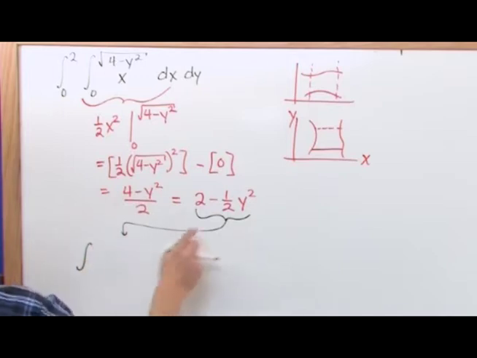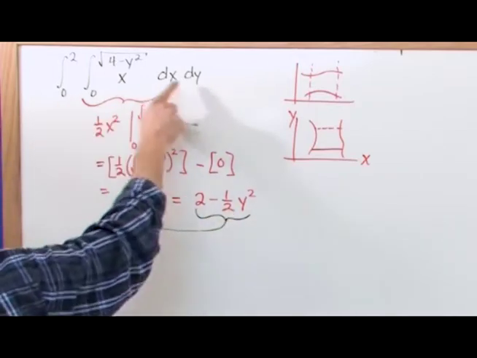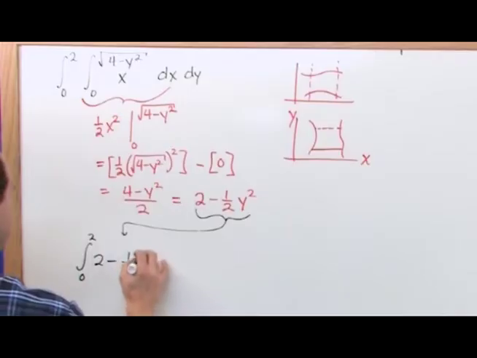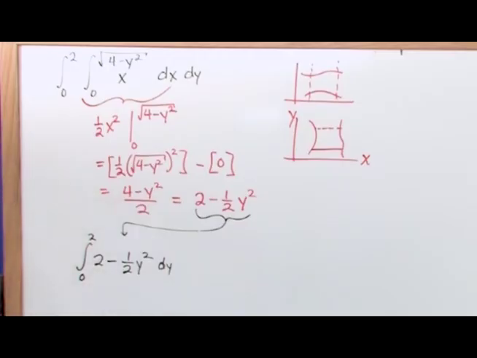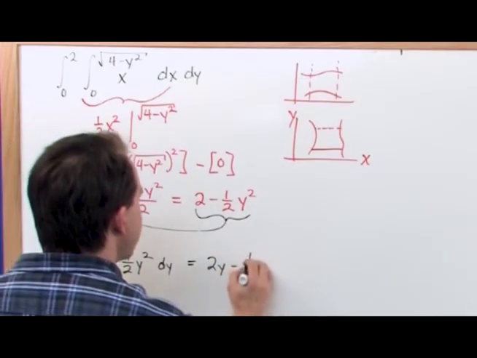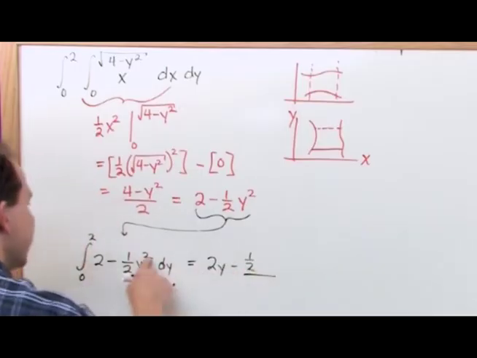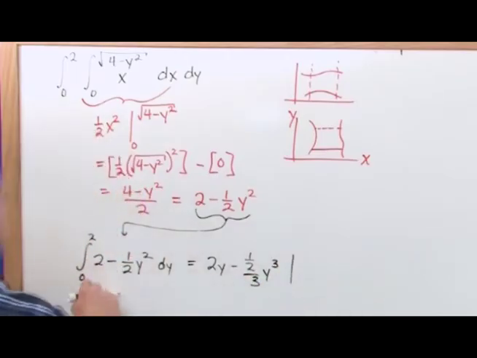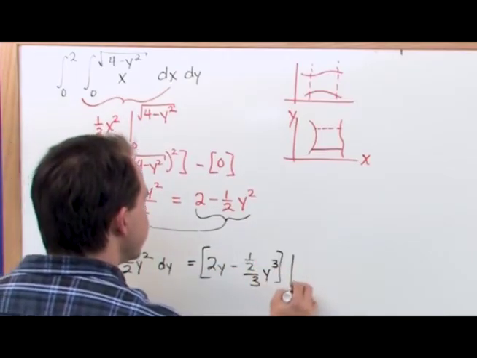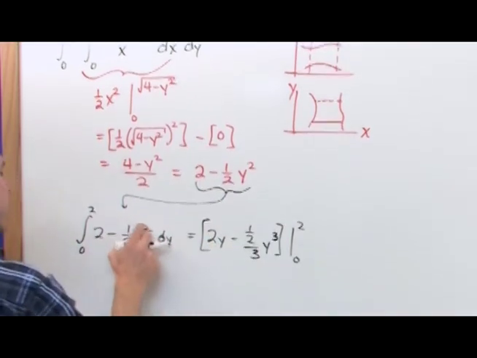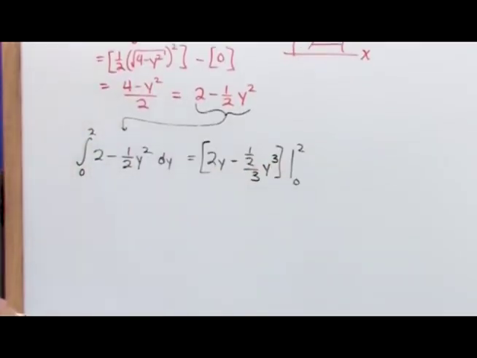Okay, so what I'm going to do now is I'm going to take what I've arrived at here and I'm going to plug it back into this outside integral from 0 to 2. 2 minus 1/2 y squared dy. Okay? And I can evaluate that by integrating this first thing, which is going to be 2y, and evaluating the second thing as 1/2, which is the coefficient, over the exponent plus 1, which is 3, times y cubed, evaluated from 0 to 2. Okay, so it's just the first thing integrated here, so you're going to get 2y, and then this is just the coefficient over the exponent plus 1 times y to the exponent plus 1.